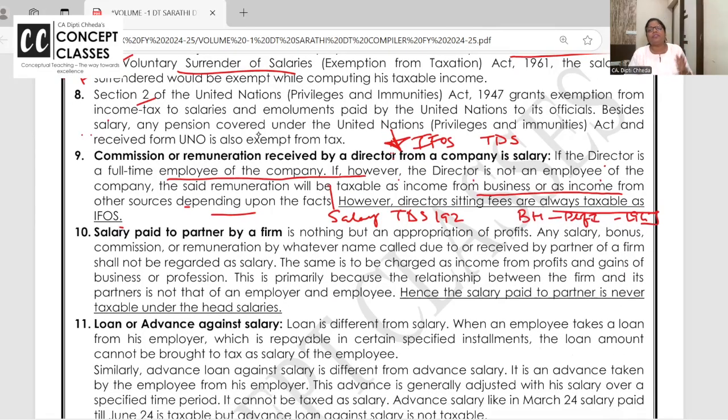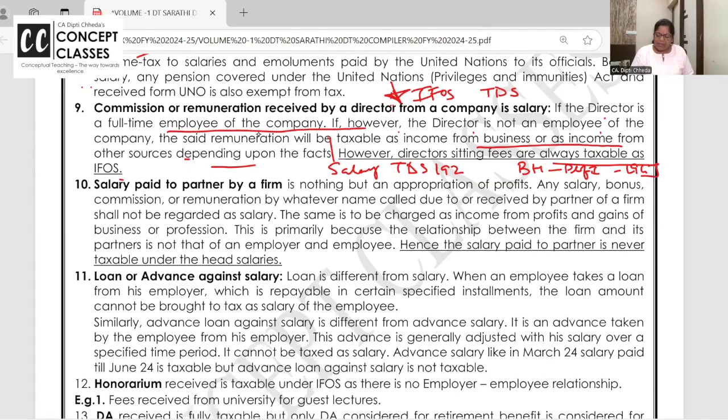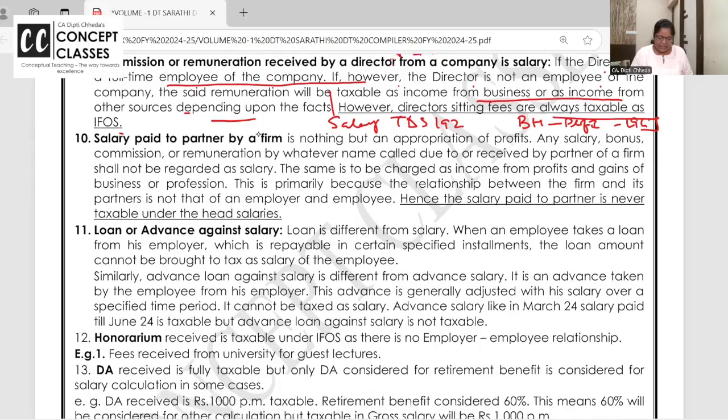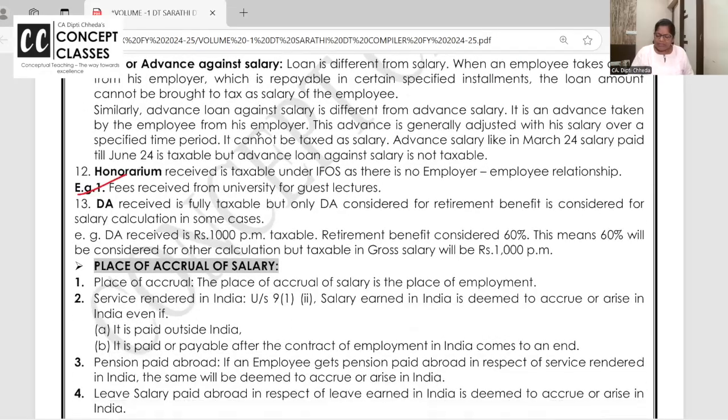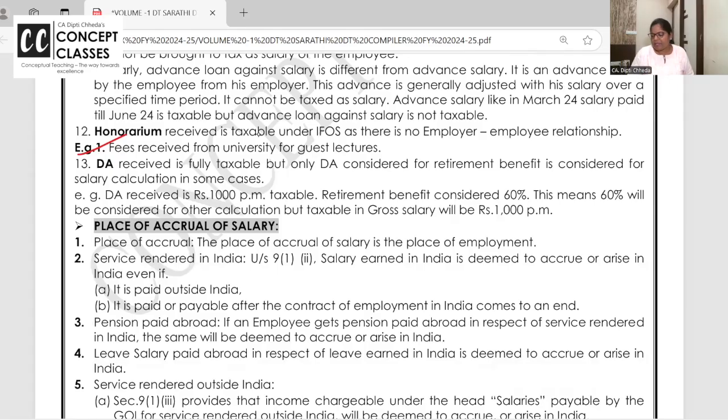Whenever a working partner of the firm is receiving salary, it's not taxable under salary at all. Why? Because you are receiving salary not because there's an employer-employee relationship, but because you are a working partner of a firm. So it's not taxable under the head salary. A working partner receiving salary, remuneration, commission from the firm is taxable under business head. And there we have seen also up to the first 6 lakh, 90%, and then 60%. Honorarium received by the employee is always taxable under other sources.